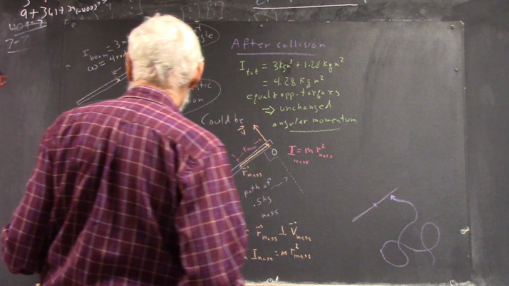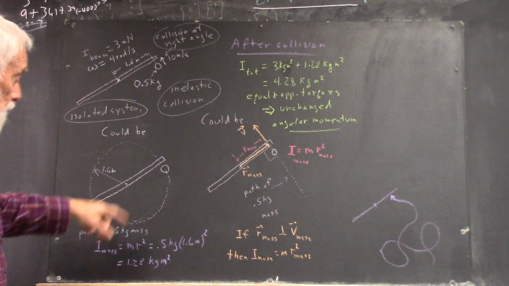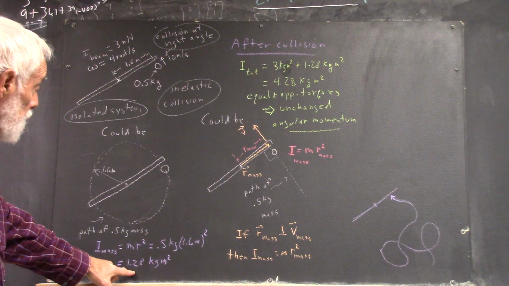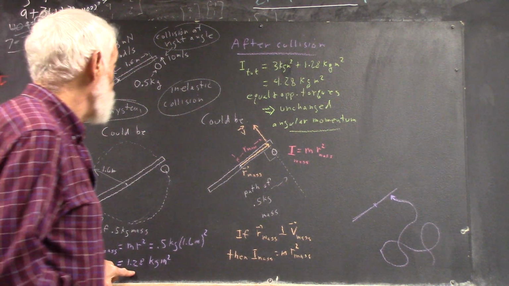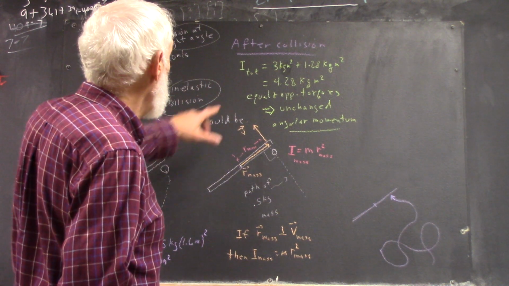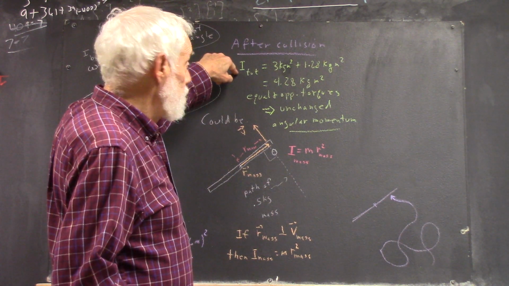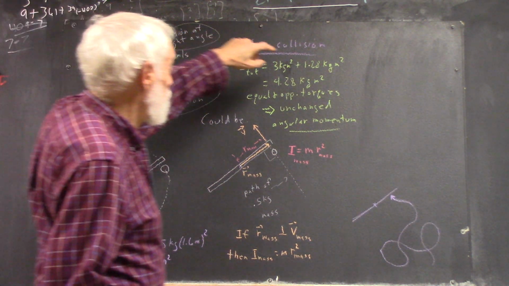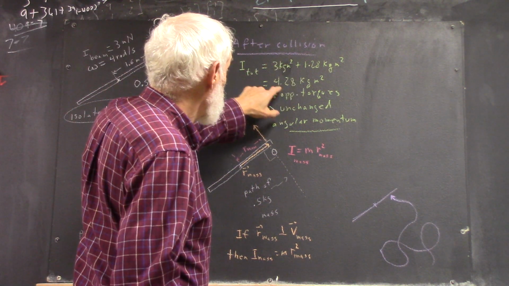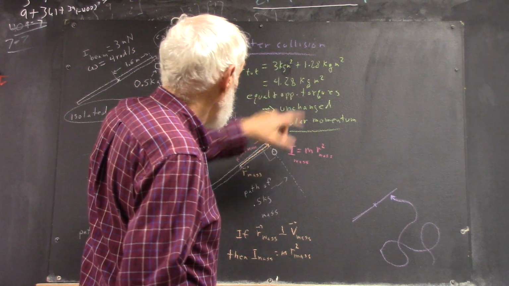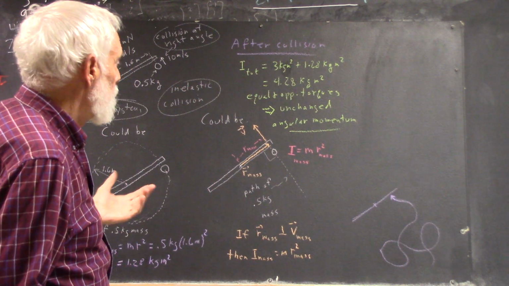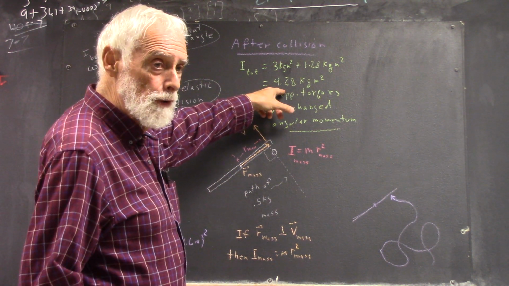Now, in this case, we know for sure what the moment of inertia of the mass is, so we can figure out the total moment of inertia of the system after collision. We just add the moment of inertia of the beam to the moment of inertia of the mass, and we get this result, 4.28 kilogram meter squared. The moment of inertia has increased by a factor of about 1/3.